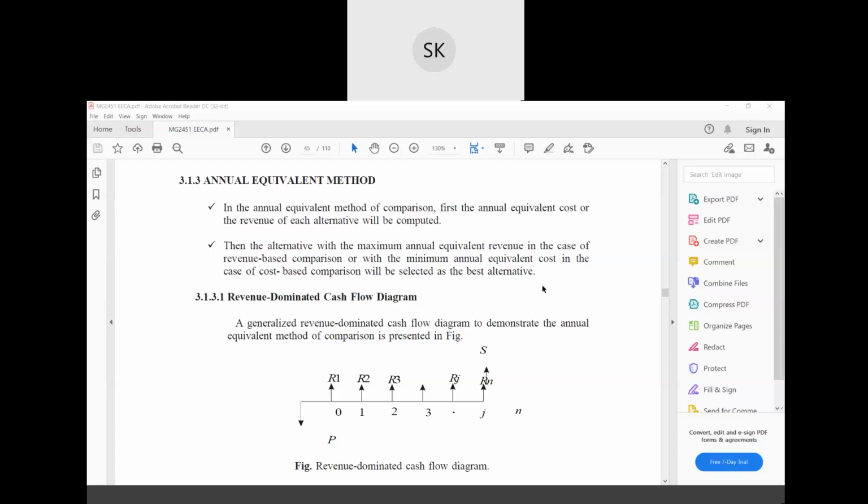Okay, let me note. Screen is visible, right? It got hanged again. My screen is visible, right?